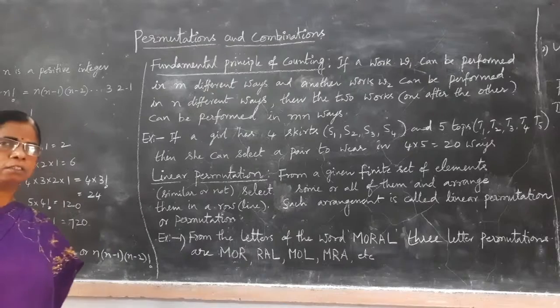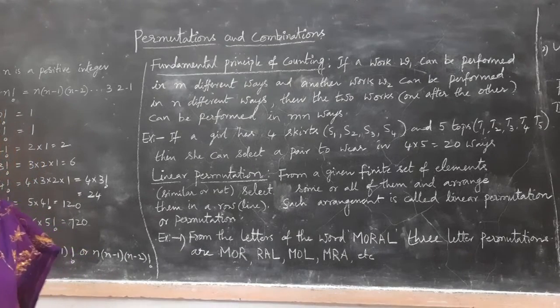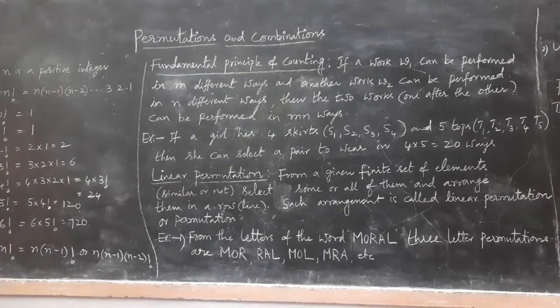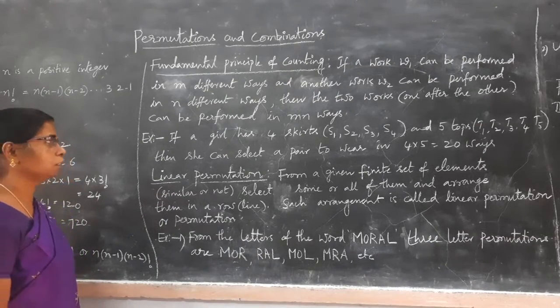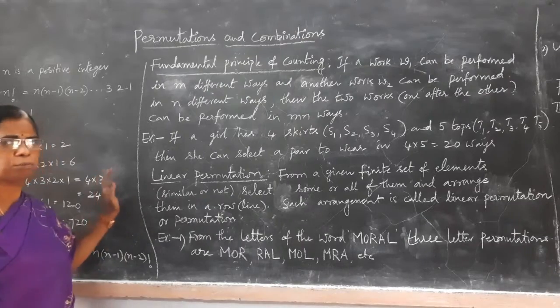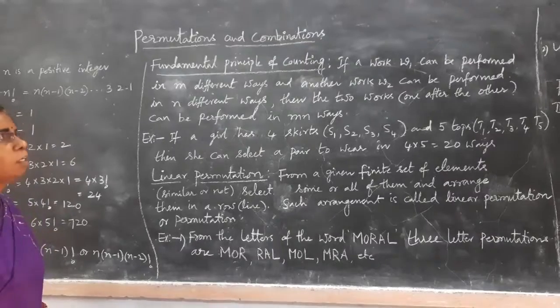In the previous class, we finished theory of equations. The remaining part of theory of equations is deleted by the Board of Intermediate. So now I come to the chapter permutations and combinations.